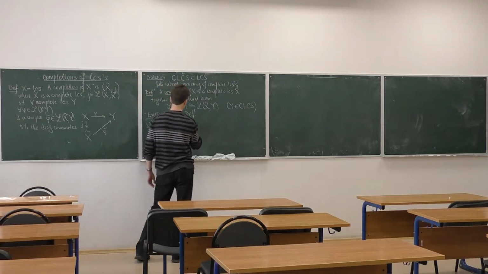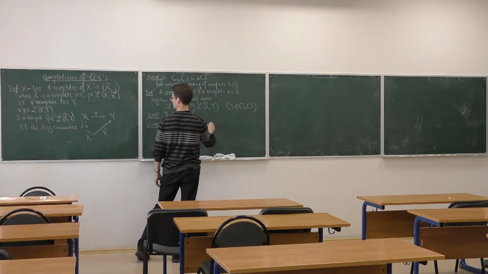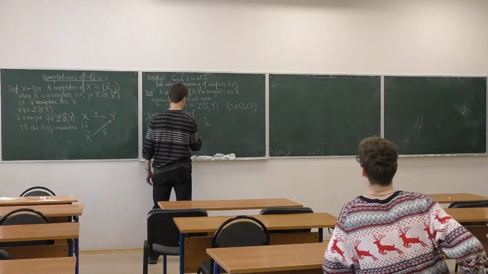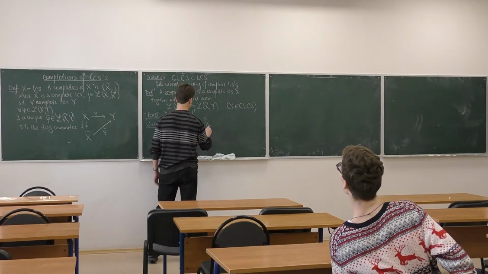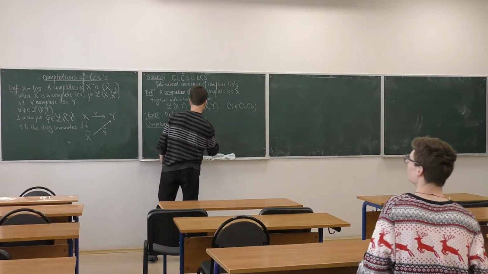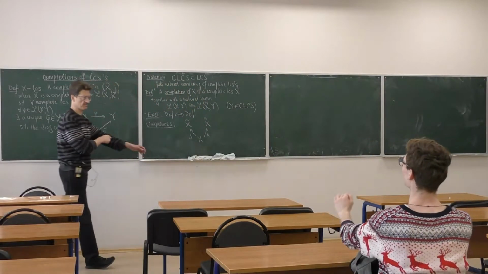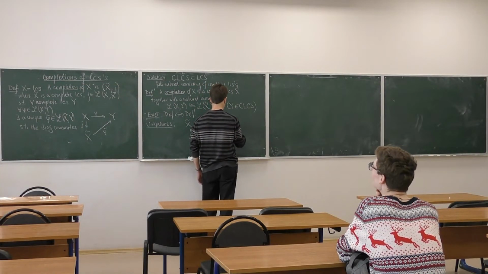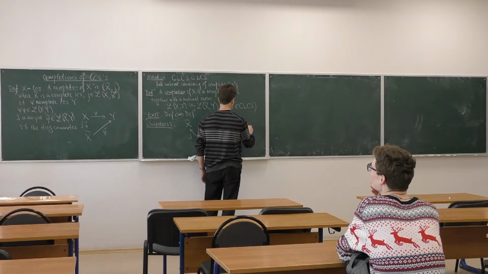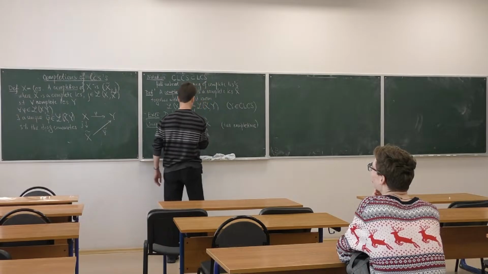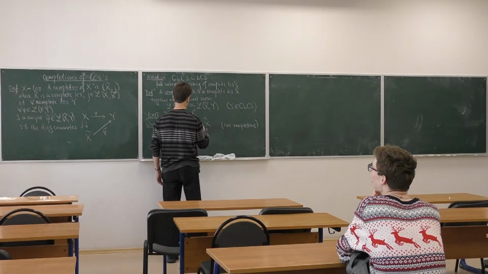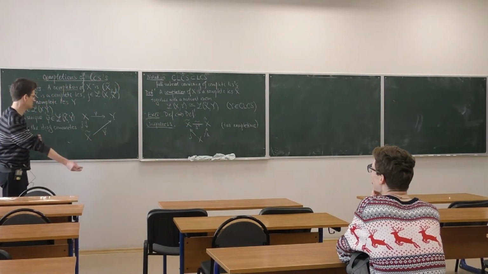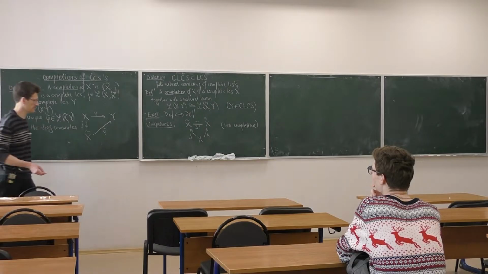Let's just draw a picture. If we have two completions, say X tilde and X hat of the same locally convex space X, so suppose these are the maps, this is J, and K is the respective map for the second completion. So if we have two completions of the same space X, then there is a unique topological isomorphism between X tilde and X hat, such that the diagram commutes. This readily follows from the definition.